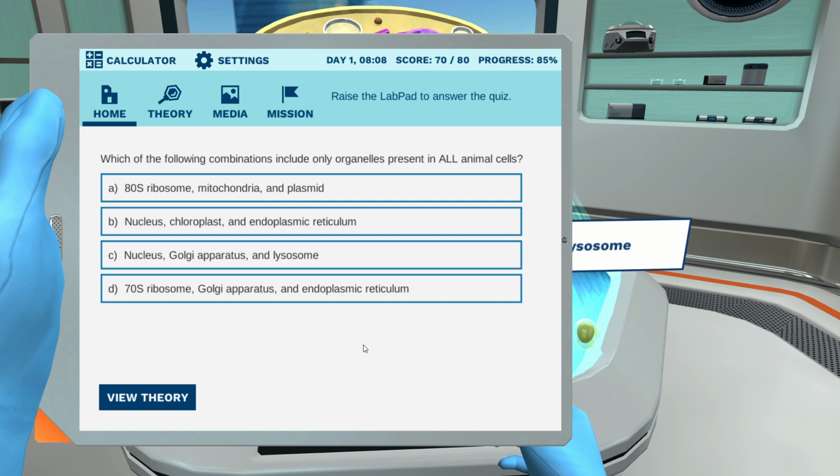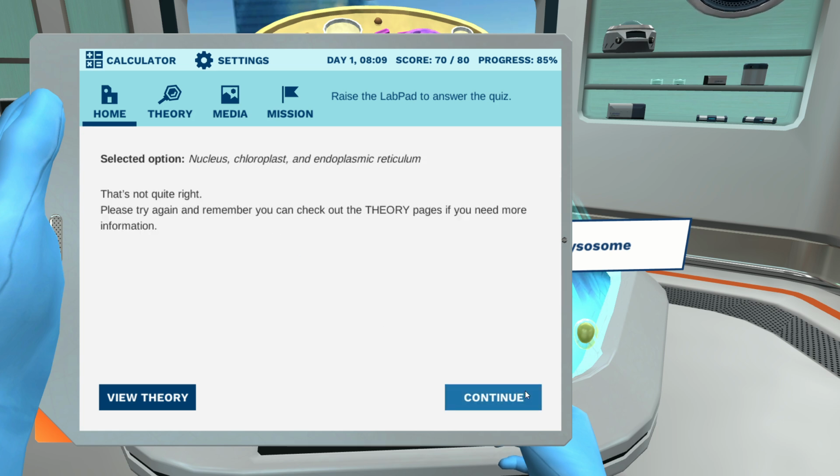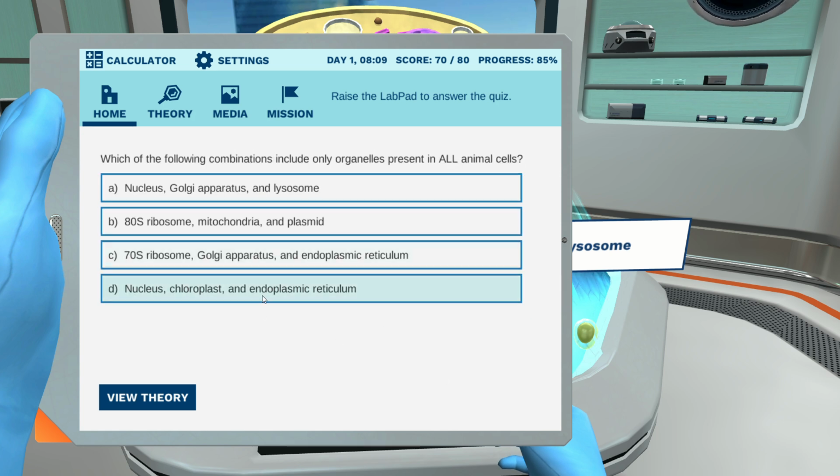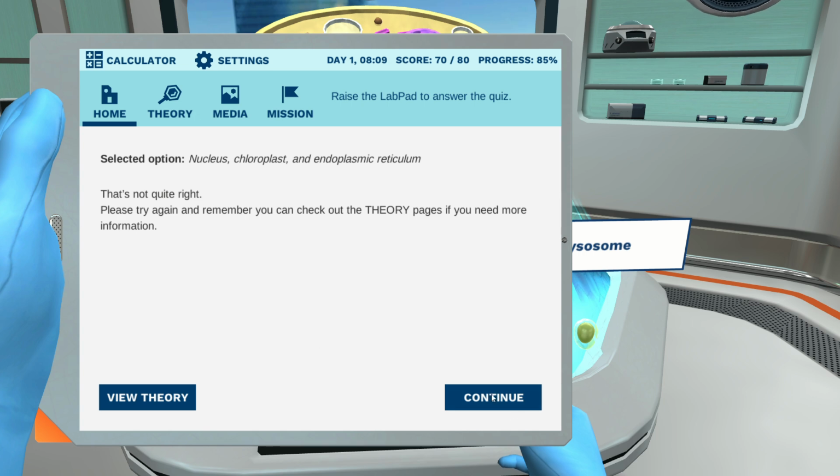Which of the following combinations include only organelles present in all animal cells? Option A, 80S ribosome, mitochondria, and plasmid. Option B, nucleus, chloroplast, and endoplasmic reticulum. Option C, nucleus, Golgi apparatus, and lysosome. Option D, 70S ribosome, Golgi apparatus. That's not quite right. Which of the following combinations include only organelles present in all animal cells? Option A, 70S ribosome. That's not quite right. Please try again and remember.